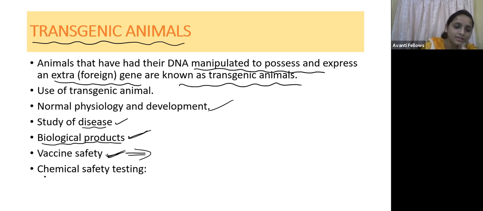Okay, then the fourth and last thing is chemical safety testing. So guys, in chemical safety testing, for example, any chemicals, tablets or creams which are produced are not given directly to humans. They must be tested first with cells and then with animals. If there is no hazard, only then will they give it to humans. Okay, so these are all the importance of the transgenic animal.